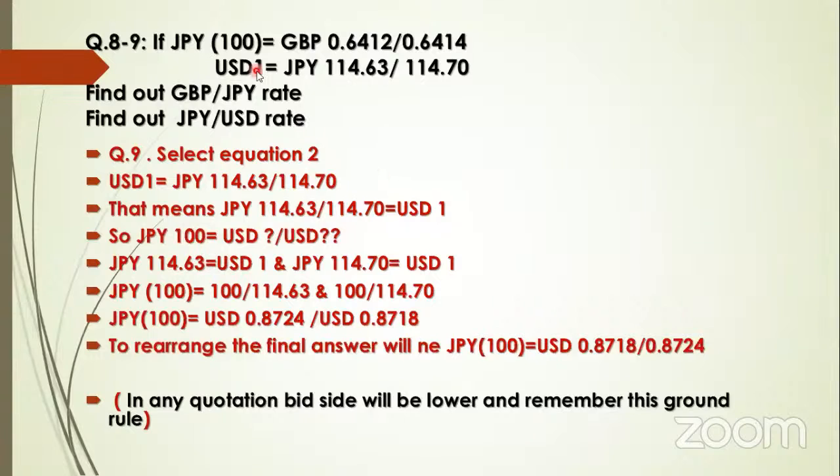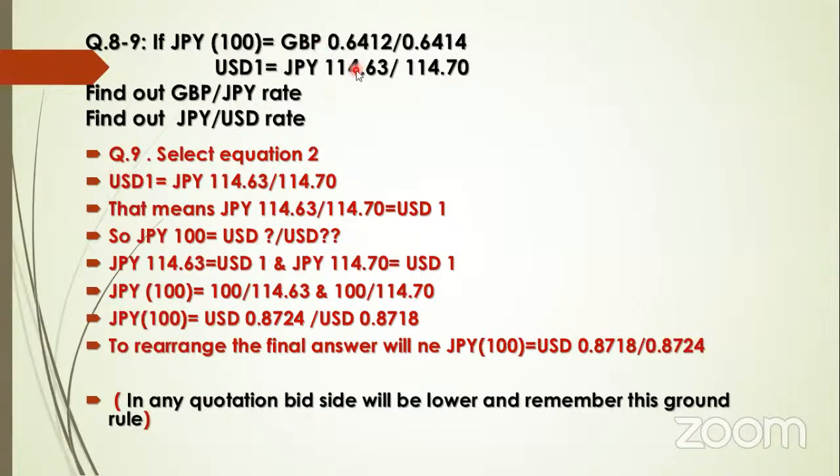Now in the second question, $1 is equal to this much Japanese yen. Then Japanese yen 100 should come this side. Reversing: Japanese yen 100 is equal to how much dollar? There are two rates on this side and only one rate, one unit, on the other side. This side there should always be two rates.